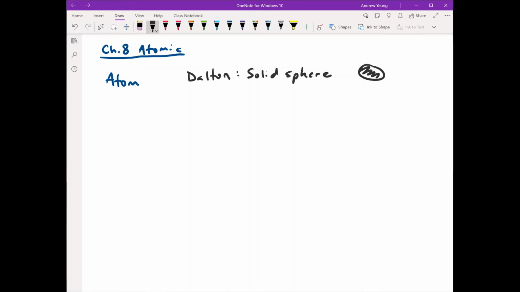The root word, atomos, actually means small. And he devised that there's nothing tinier than the atom. It's indivisible, it's indestructible, and everything is made out of these building blocks.